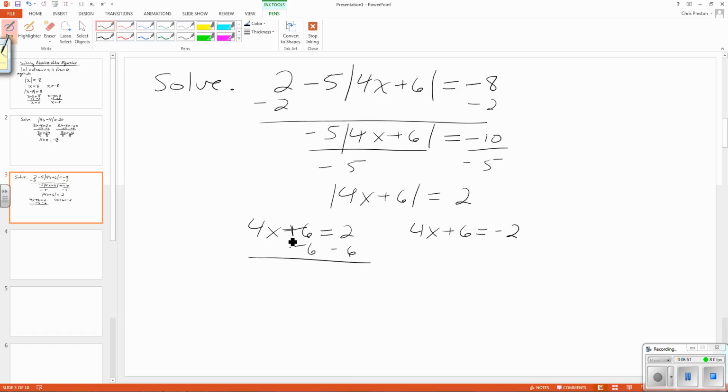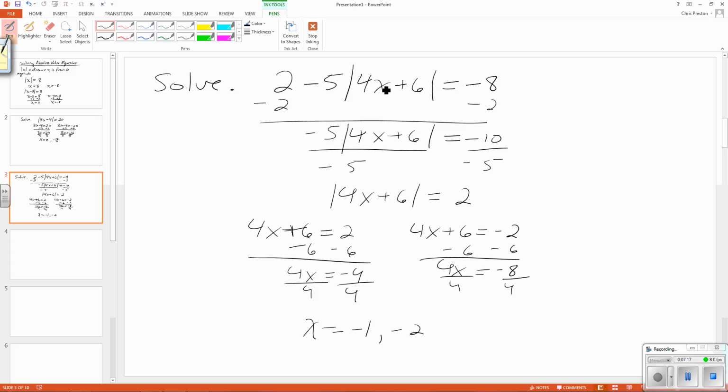Okay, so I went ahead and solved this. Subtract 6 from both sides. 4x equals -4, divide by 4. X could be -1. Subtract 6, so 4x could equal -8, divide by 4. X could be -2. And again, it doesn't matter what the signs of these numbers are, it matters what happens when you plug them in.